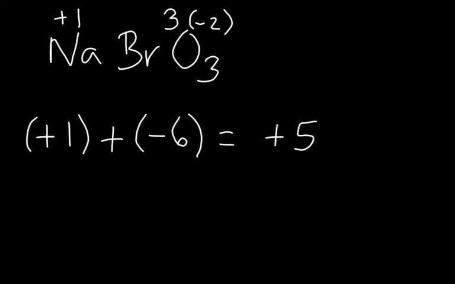+5 is essentially the oxidation state that bromine needs to have so that the entire compound can have a net oxidation state of 0. Okay?